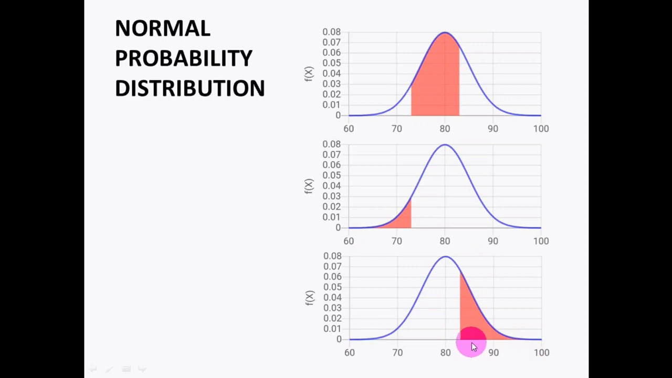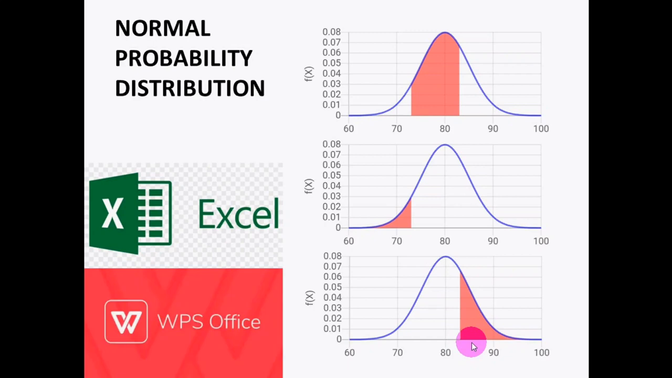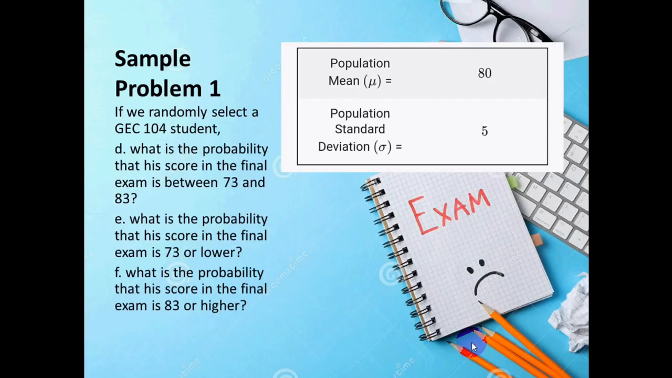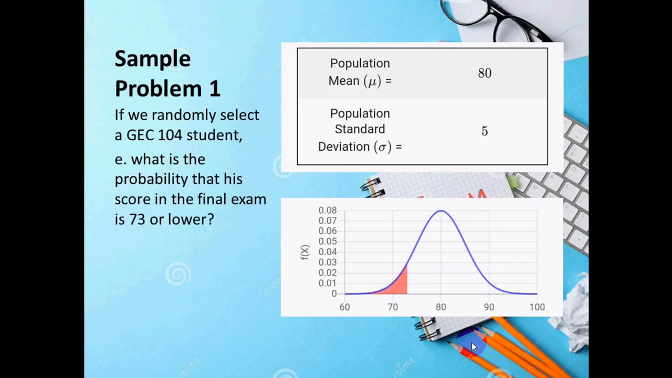We are going to use Microsoft Excel to compute these probabilities, or you may use your phones by using this application, WPS Office, if you don't have Excel in your phones. Let's start with the probability that his score in the final exam is 73 or lower. So we have this graph. We are concerned about the probability that his score in the final exam is 73 or lower. So the probability is actually equal to this shaded area here. This is what we are going to compute in Microsoft Excel.